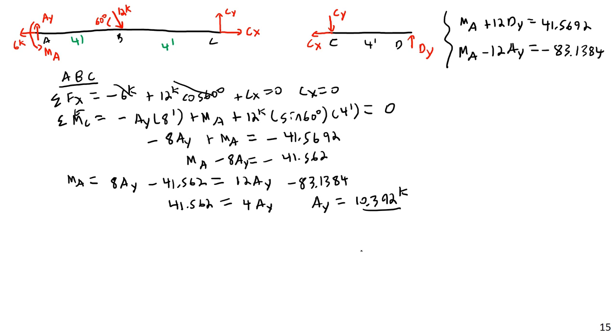AY is equal to 10.392 kips. Okay, so we have our first major reaction that we were looking for that we couldn't just get with one. Next, I can do a summation. I don't have to do any summation. I can just go ahead and directly apply this.